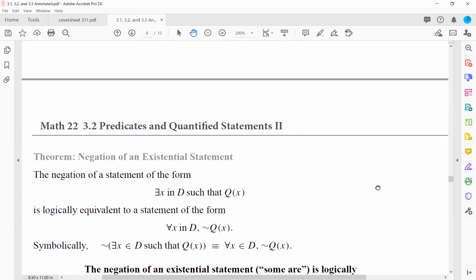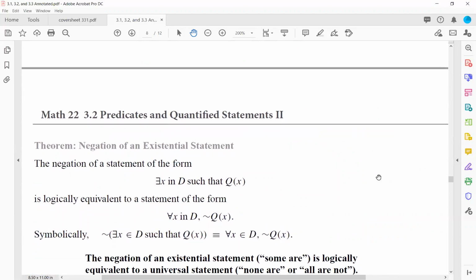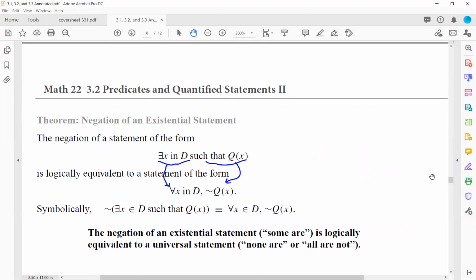What if we have an existential statement? As you guessed, the negation of there exists is for all. And of course, you have to negate the original statement. Or symbolically, we can write the negation of there is an element in the domain D such that Q of x is going to be for all x in domain D, not Q of x. So that's how we negate an existential statement.